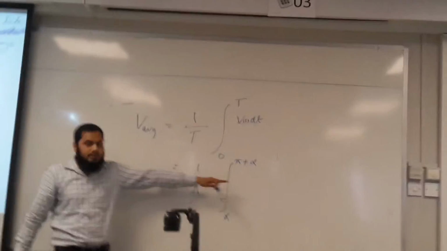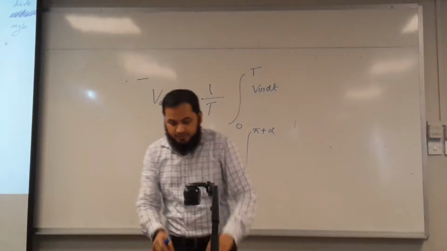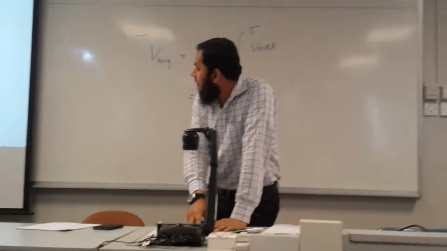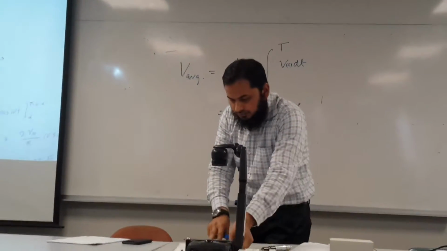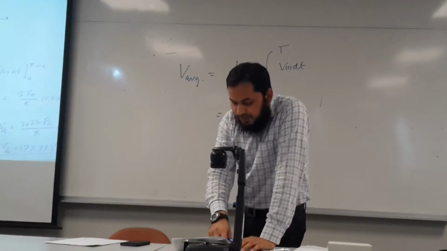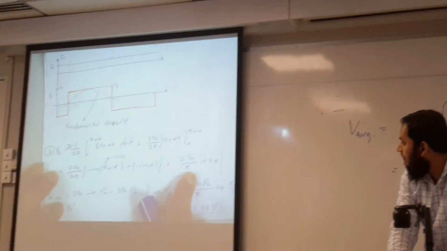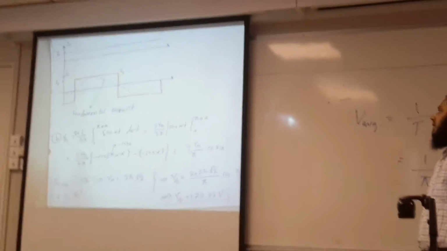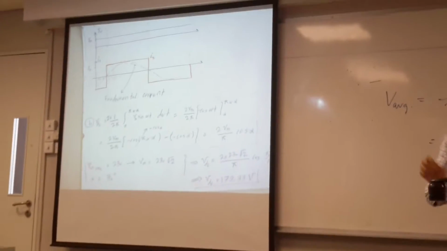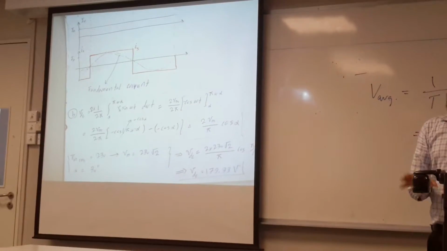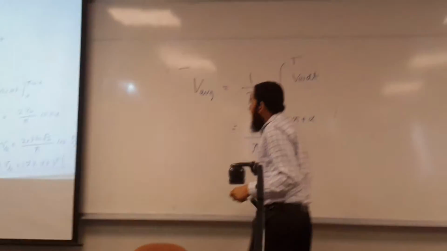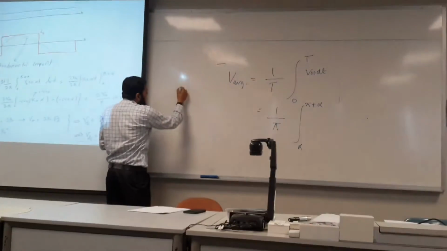And then the rest of the signal. So here, if we see, alpha to pi plus alpha of Vm sin omega t d omega t. Finally it becomes 2 Vm by pi cos alpha. After practicing a lot of problems, you must know the average value of all these waves. It will be very helpful for you in exams.